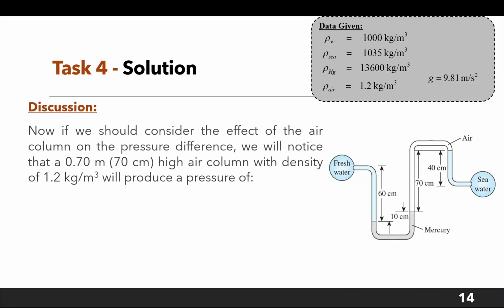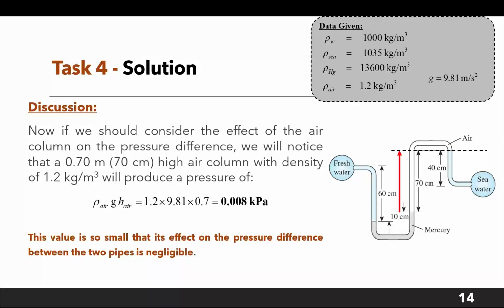Now, if we should consider the effect of the air, that's the 70 centimeters. Remember, the density of air is just 1.2 in our case. So we are going to look at the value, which is 0.008 kilopascal. It is so small compared to the 3.39 value, right? So if we should add it, there wouldn't be any effect, so we can easily neglect it. That's why we ignored it in the first place, all right?